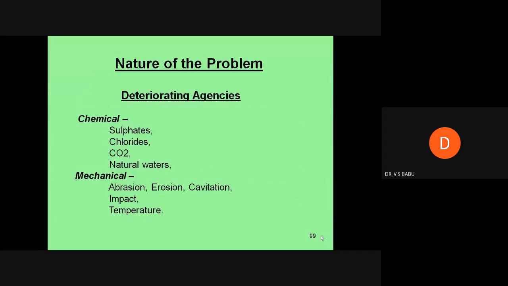Nature of the problem. That means, what are the various natures of the problem for the deterioration? The main deteriorating agencies are of two types: one is mechanical and the second one is chemical. Mechanical agencies are externally visible and we can control them. Abrasion, erosion, cavitation, impact and temperature are under our control.